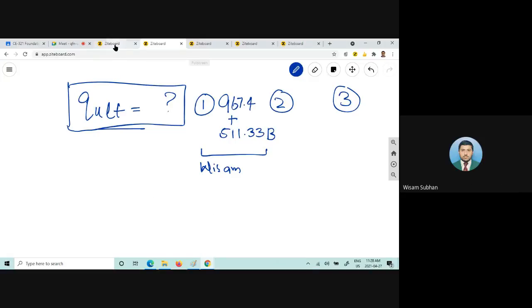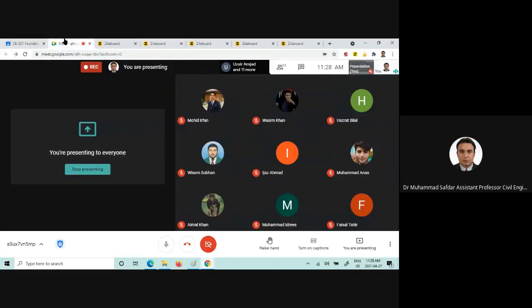Sir, the second will be 2400 by B, which on the right side we will write by multiplying Q applied with the factor of safety. 2400 divided by B. Your name, please. Vissam. So, same Vissam, you are giving again.